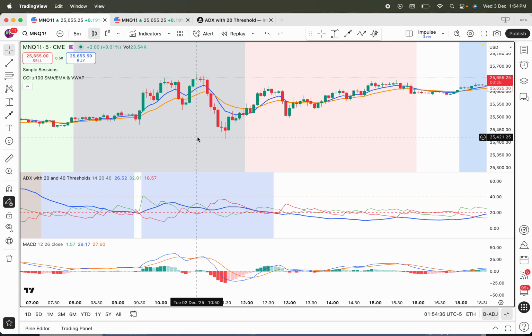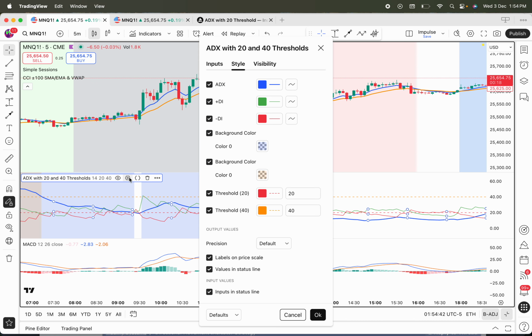I created another ADX DMI indicator. It's this one here. It's a little bit different than the stock standard TradingView one. The TradingView one doesn't come with a threshold line, so I decided to put two in. I put one at 20 and one at 40.